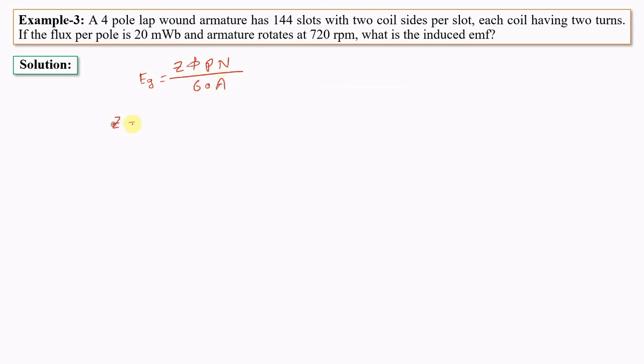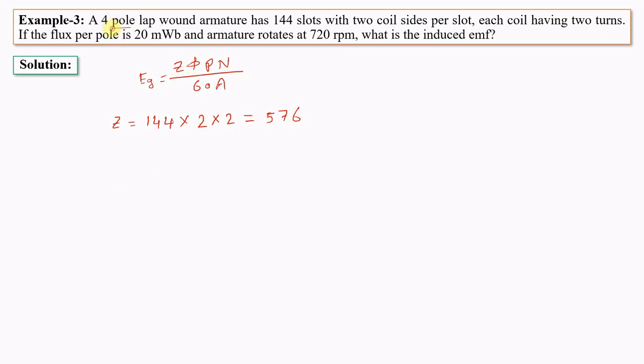Here the Z is the total number of conductors, but here in the armature there are 144 slots. In each slot there are two coil sides, and for each coil we have two turns. So in each slot there will be two turns, and one turn means two conductors. So ultimately the total conductors in the armature will be 144 into 2 into 2, that is 576. This is the total conductors in the armature.